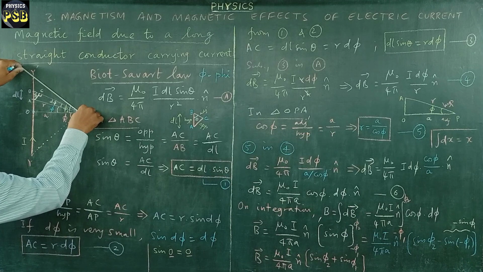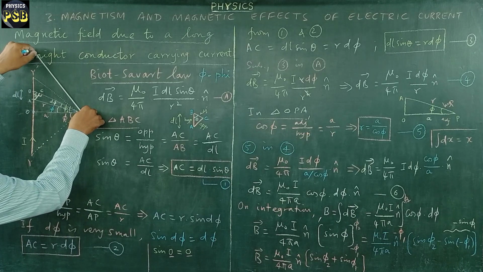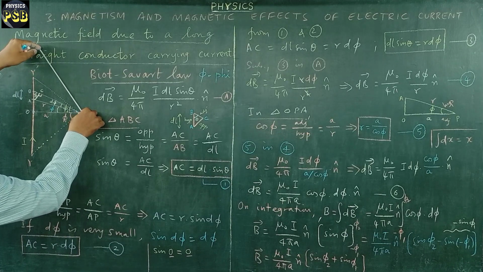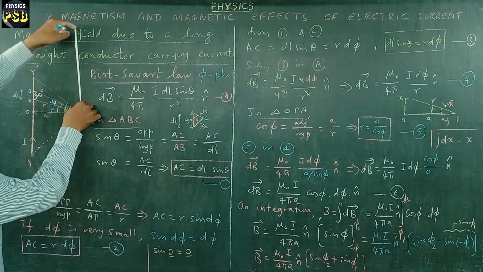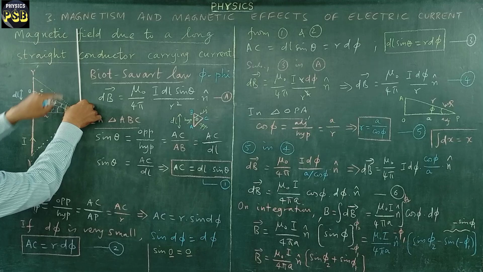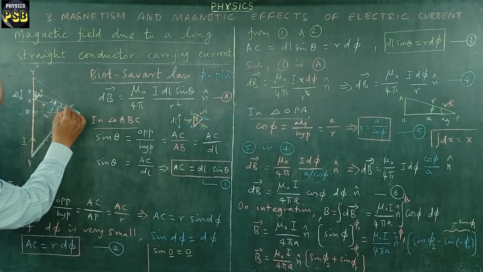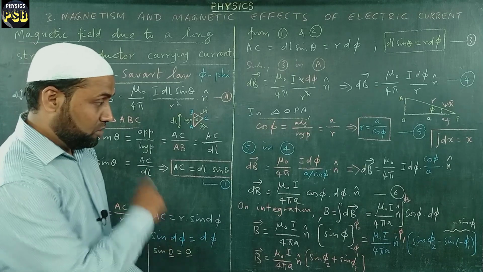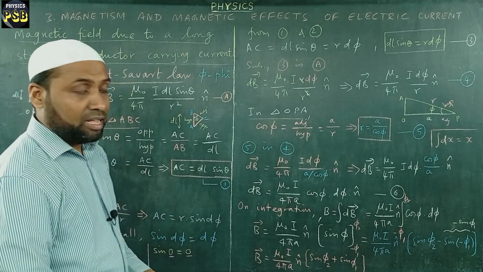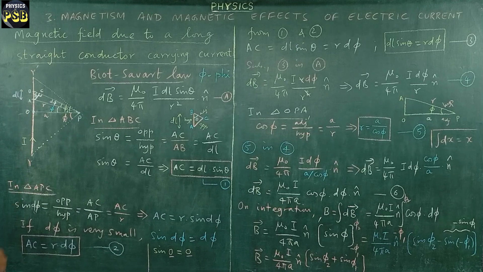See? Let me show this once again. As you increase the length, this angle is going to increase. When it becomes infinity, this angle will turn into 90 degrees. So φ1 and φ2 value will become 90 when the length of the conductor is infinity.